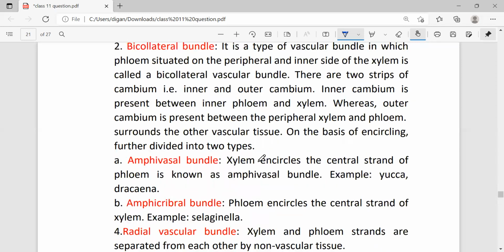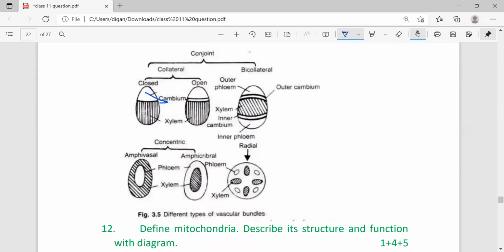Next one is amphivasal bundle. When xylem encircles the central strand of phloem, it is known as amphivasal bundle, and when phloem encircles the central strand of xylem, then it is called amphicribral bundle. So go for the diagram. Look here, concentric type. Under concentric type, one is called amphivasal. When phloem is present in the center and it is covered by xylem, then it is called amphivasal. But when it is opposite, meaning in the center xylem is present and it is covered by phloem, then it is called amphicribral.